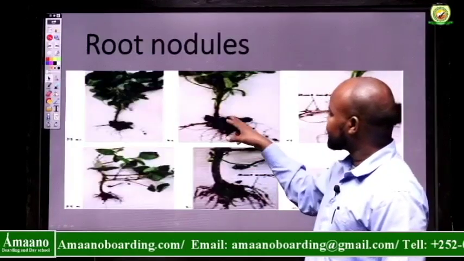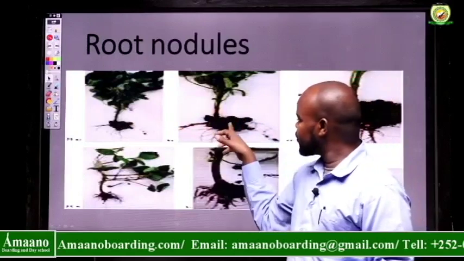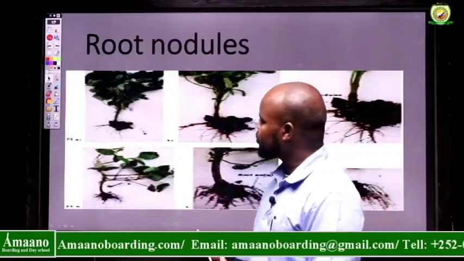These are the root nodules. Look here. These things are the root nodules.